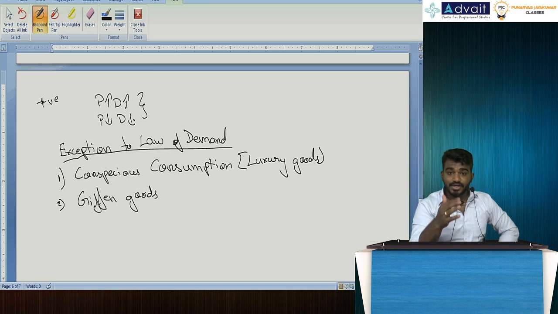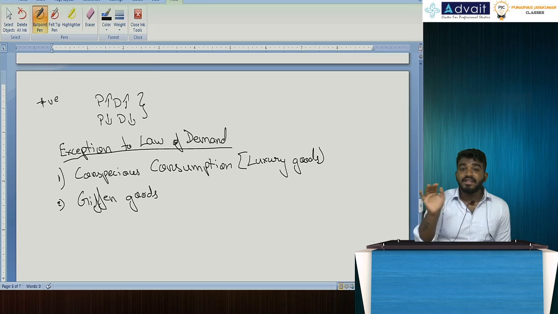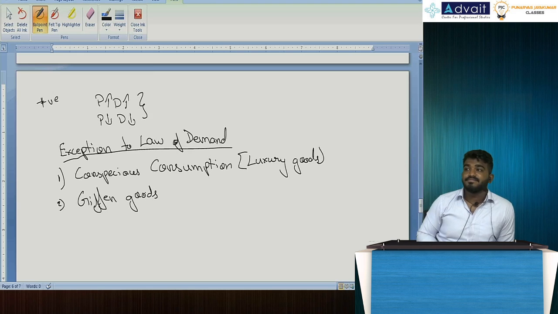Sir, Giffen's goods are those goods on which the customer spends a major part of his income, and Giffen's goods are inferior goods in nature. What do you mean by inferior? Low quality. But we have a condition here. Listen, all inferior goods are not Giffen's goods. But Giffen's goods are inferior goods. Sir, how, sir? Giffen's goods are inferior goods, but all inferior goods are not Giffen's goods.